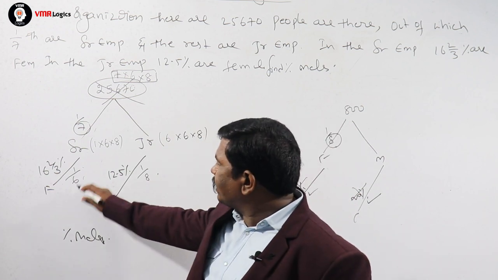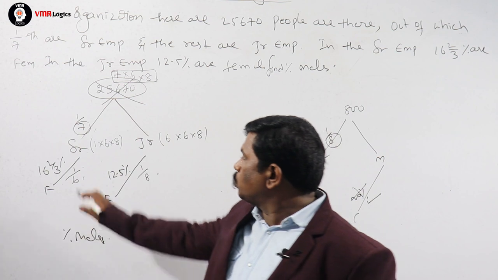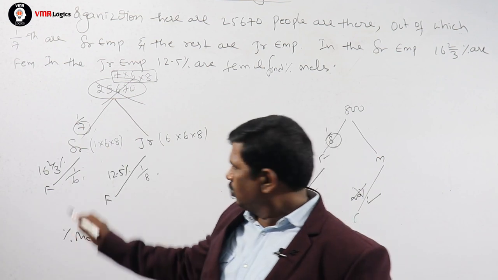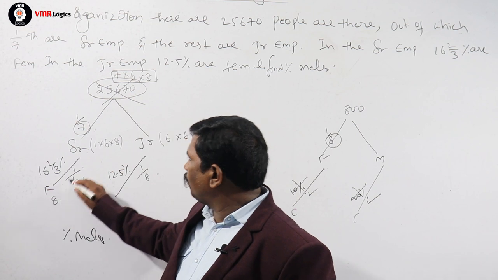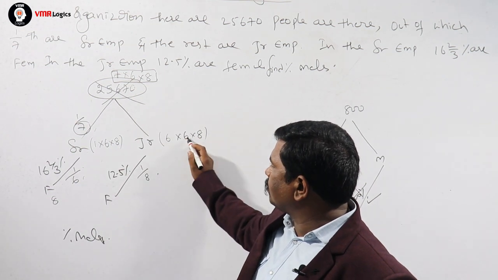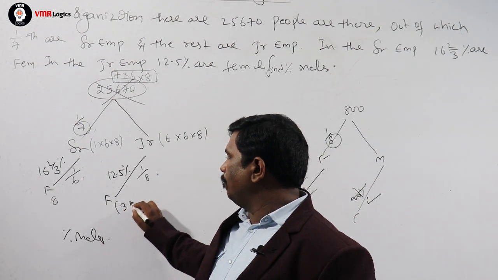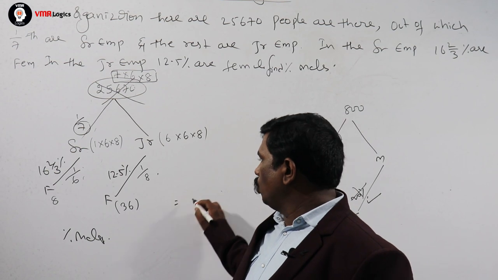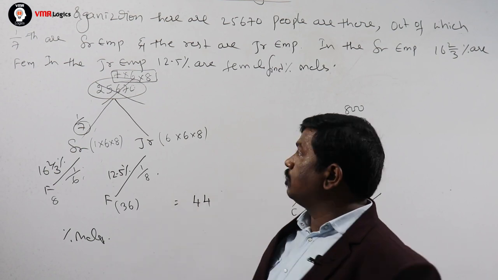Among them, 1/6th are females. What is 1/6 of you? Now don't say 1 into 1 into 8, just simply say 8. So 8 are females. Now what is 1/8 of this? 8 table cancel, 1 time 6, 6 are 36 are females. And 36 and 8, now total females are 44.